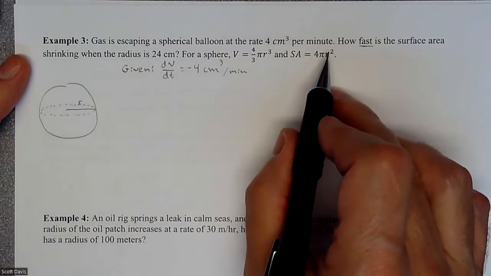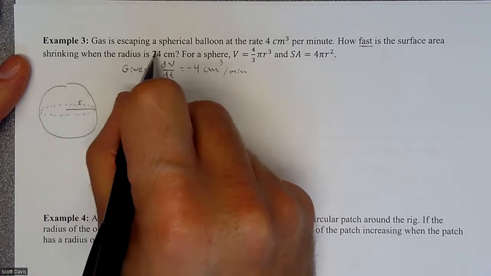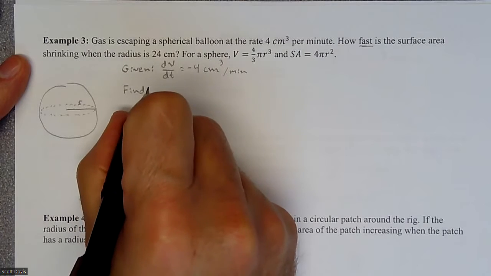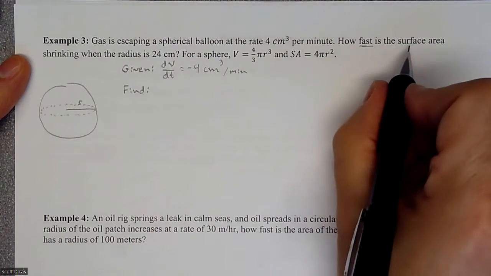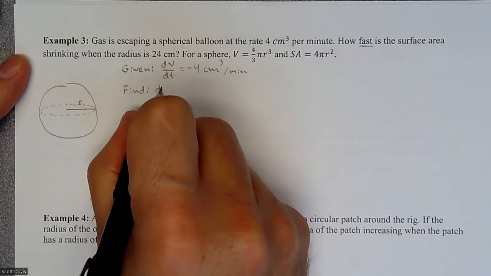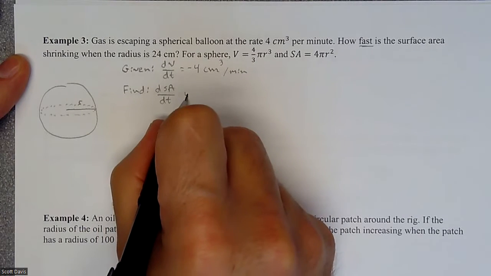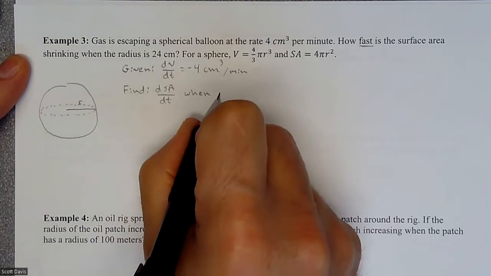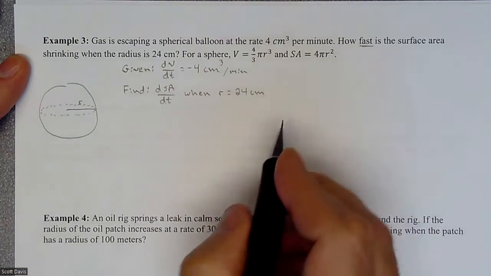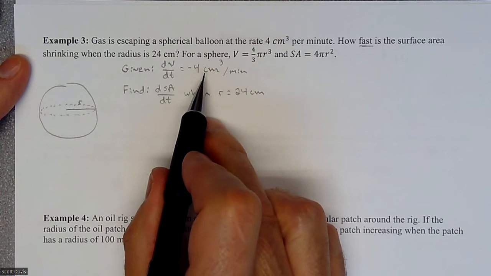So we're going to use these formulas. The very first thing is they give us a very particular radius. So we're trying to find how the surface area is changing. So we're going to find the rate at which the surface area is changing with respect to time when our radius exactly is 24 centimeters. All right, but we're given the rate at which the volume is constantly changing.